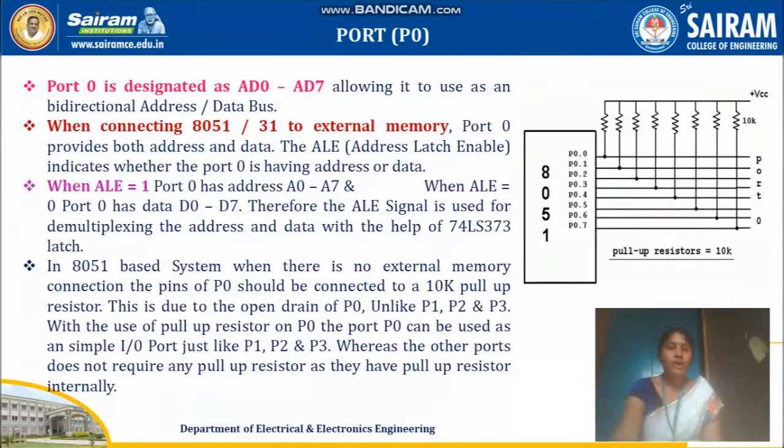Next is port 0. As we discussed earlier, it has 4 ports. Among these 4 ports, port 0 is meant mainly for the address bus and data bus. That is, it has a multiplexed address bus and data bus, the lower byte of the address bus and data bus. So AD0 to AD7 is designated for port 0, and it is allowed to be used as a bidirectional address and data bus.